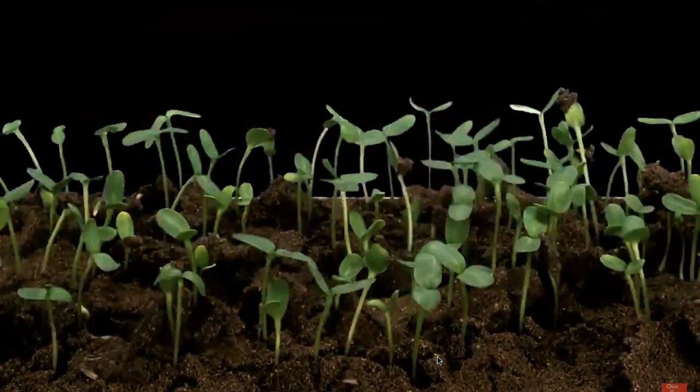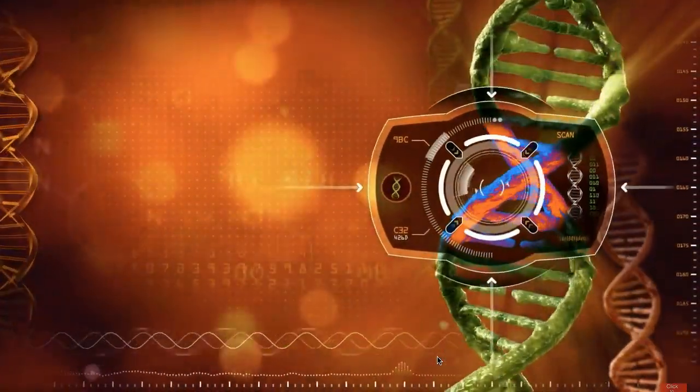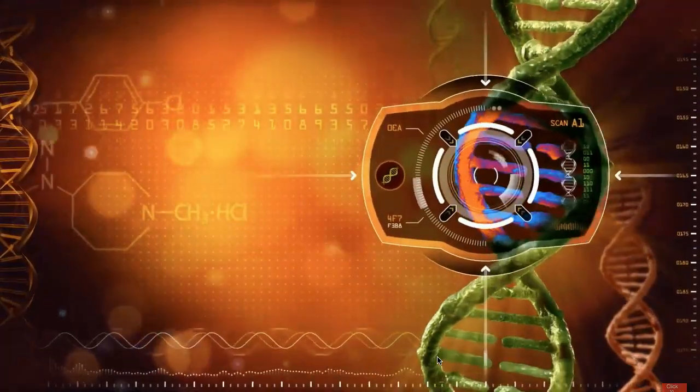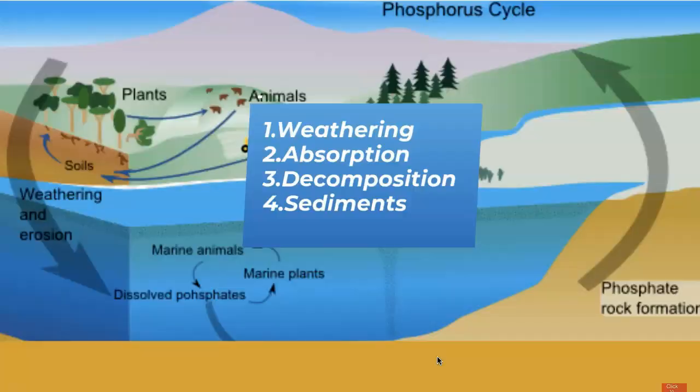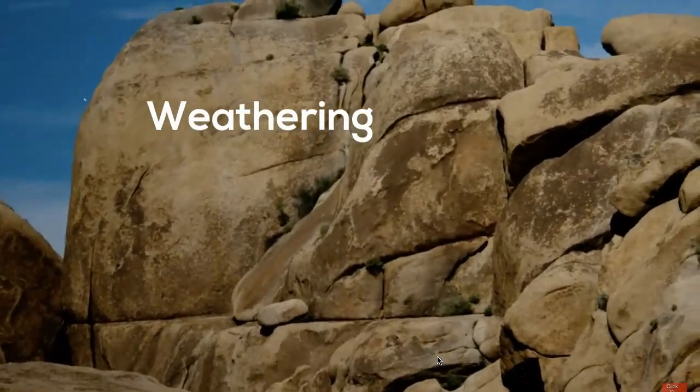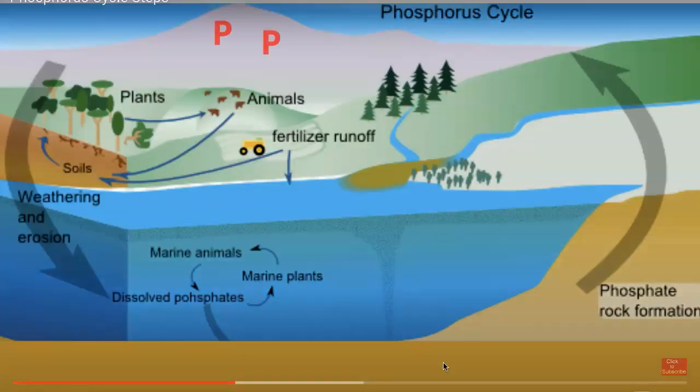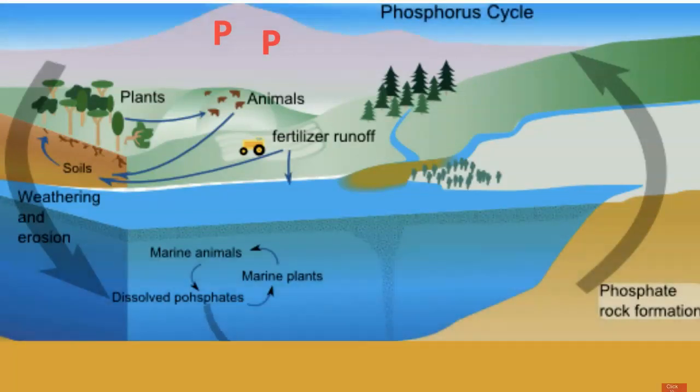Phosphorus is very important for the production of DNA and RNA, helps to make up cell membranes, and the production of ATP. The phosphorus cycle is a slow process and involves 4 key steps. Step 1, weathering. Phosphorus is found in rocks. Weathering, along with rain, breaks down the phosphorus in rocks and it travels to the soil and into water sources.